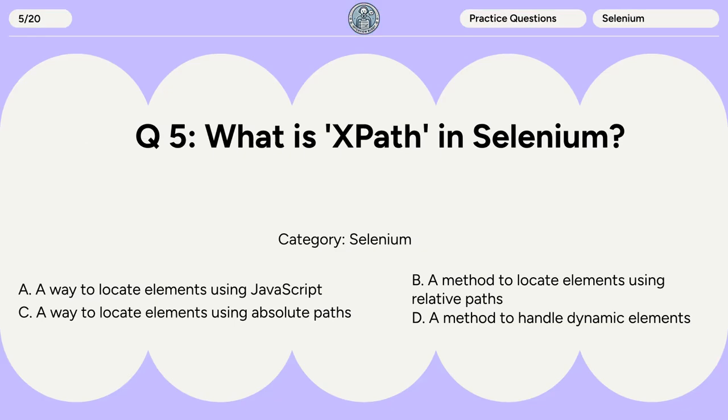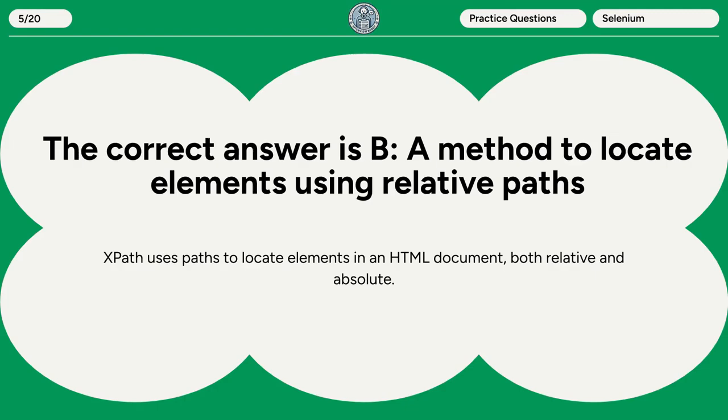Question 5. What is XPath in Selenium? A. A way to locate elements using JavaScript. B. A method to locate elements using relative paths. C. A way to locate elements using absolute paths. D. A method to handle dynamic elements. The correct answer is B. A method to locate elements using relative paths. XPath uses paths to locate elements in an HTML document, both relative and absolute.